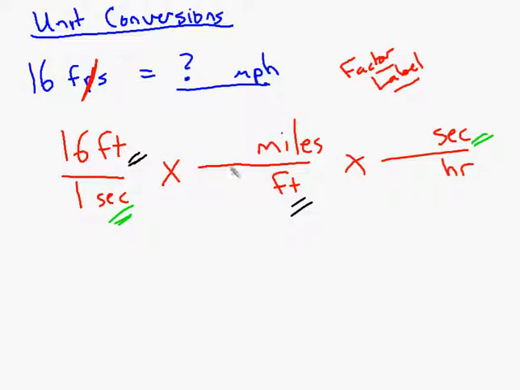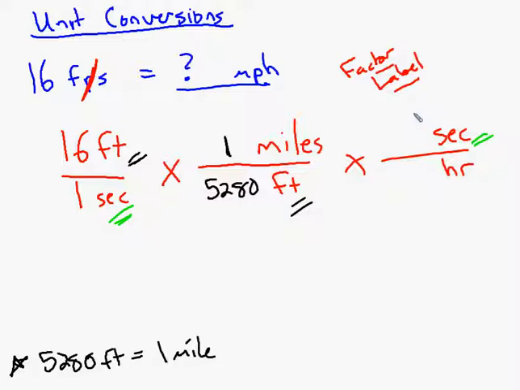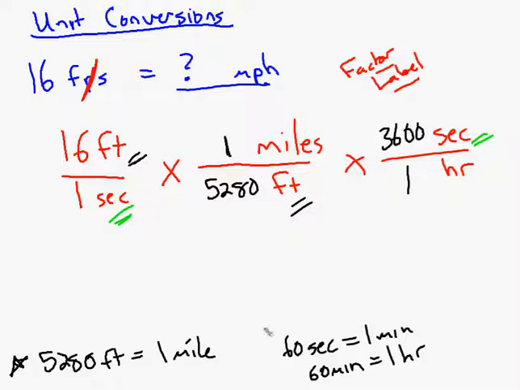Now I'm going to look at this, and which is smaller, feet or miles? Feet. And I ask myself, well, how many feet are in a mile? 5,280. So we're going to want to memorize that. There are 5,280 feet in 1 mile. Now, I need to fill in the seconds, which are smaller. There are 60 seconds in 1 minute, and there are also 60 minutes in 1 hour. So this is 3,600 seconds in 1 hour.